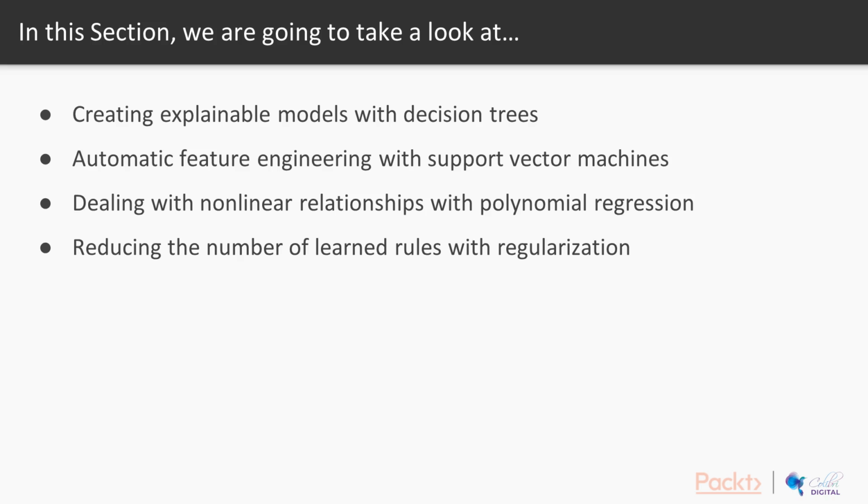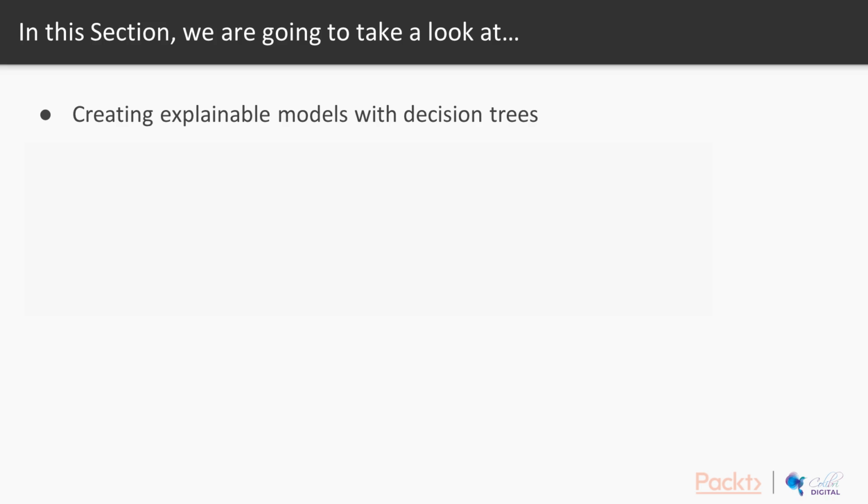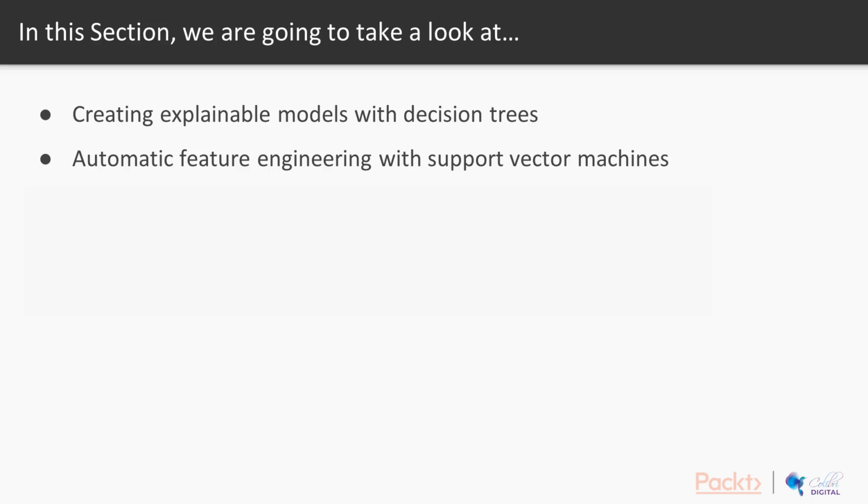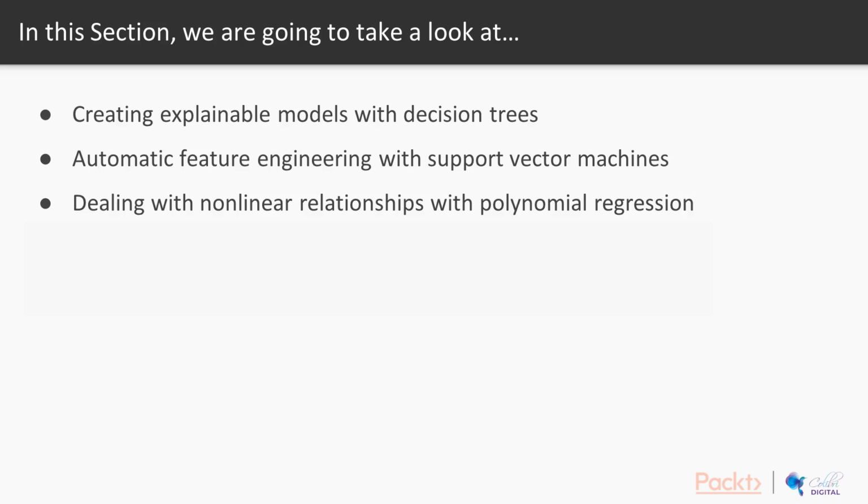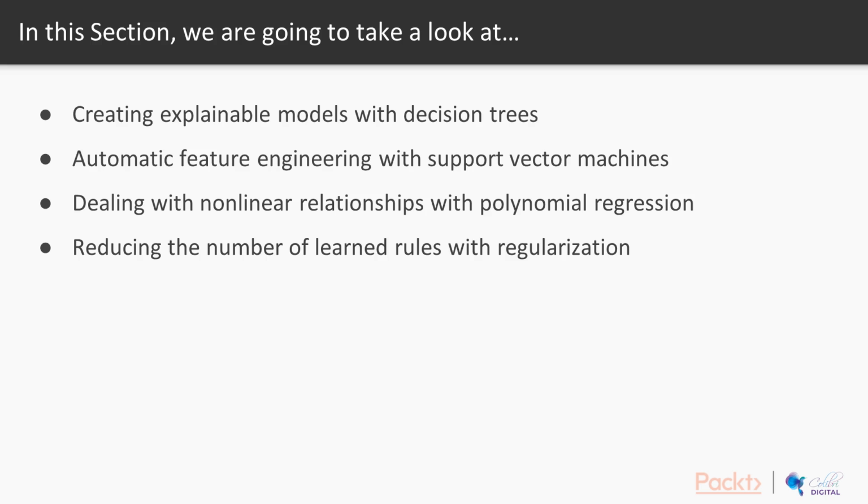I'm going to explain this in 4 simple videos. In the first video, we're going to talk about creating explainable models with decision trees. In the second video, I'm going to talk about automatic feature engineering with support vector machines. In the third video, I'm going to talk about dealing with nonlinear relationships with polynomial regression. And in the last video, I'm going to talk about reducing the number of learned rules, or reducing the magnitude of the coefficients that you have learned in regression, with a technique called regularization.